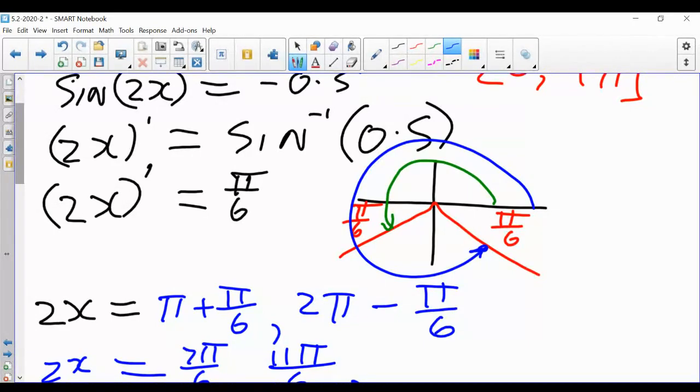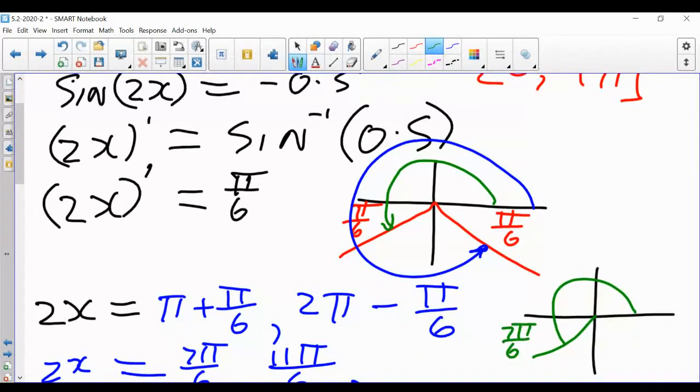All coterminal means is another angle that's in the same position as the one that you're talking about. So, for instance, let me do a separate x and y axis over here. Let's say this angle was, I'm just going to make this up, 7 pi over 6. So I've gone past pi, and I'm pi over 6 away, which is 7 pi over 6. In fact, that was one of the answers that we had, 7 pi over 6.